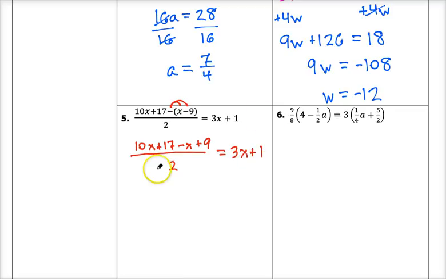I can also combine my like terms in the numerator. 10x minus x is 9x, and 17 plus 9 is a plus 26. So we have 9x plus 26 all over 2 equals 3x plus 1.